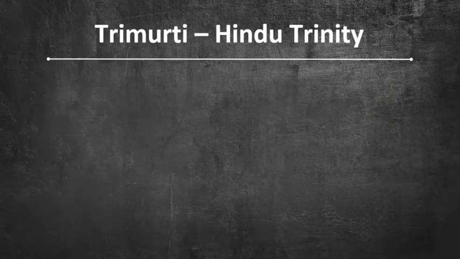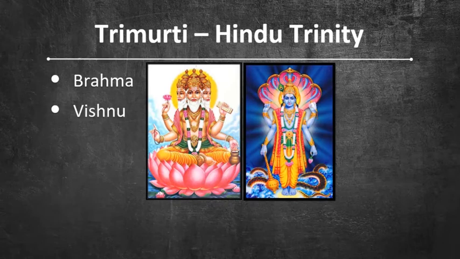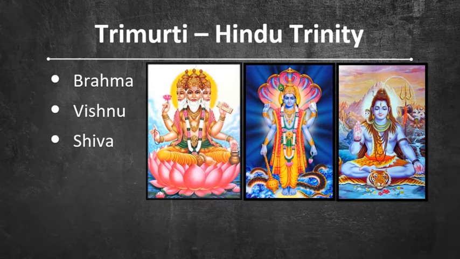The Hindu concept of creation. They have a trinity. They call it a Trimurti. And their trinity consists of Brahma, the four-headed god, the son of Brahman. Brahma is the creator of the universe. Vishnu is the sustainer of the universe. And Shiva is the destroyer of the universe. So Shiva will destroy the universe after so long.